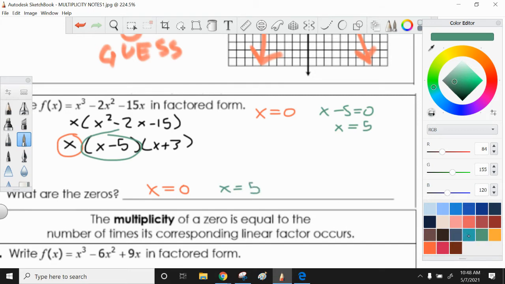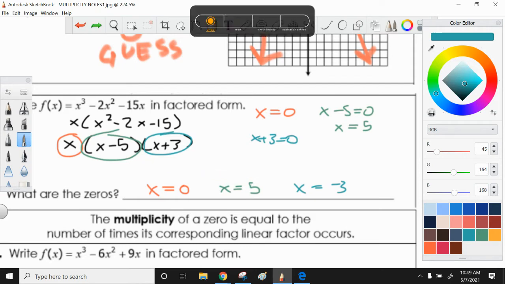And we can use, I don't know, this color. X plus 3 equals 0, subtract the 3. So there's my three different zeros. So we need to make sure that we're comfortable that factors create zeros, but factors are not the same as zeros. If my factor is a -5, my solution is a +5. So make sure we're cool with that.